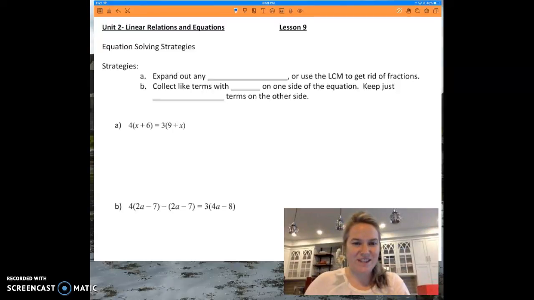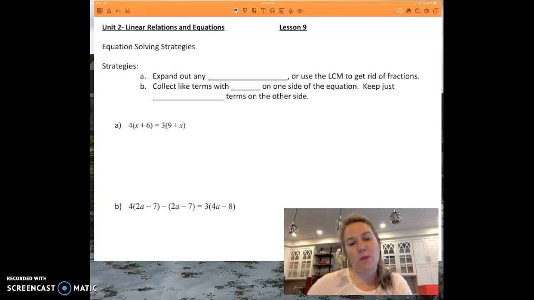So here we go with lesson 9. Now we're going to look at some real algebra, some equation solving strategies where we're going to be using all the tools that we've learned so far. So what we're doing is expanding out any of the brackets, remembering that we're going to use the distributive property. So we've already looked at the distributive property, and that's how we're going to properly get rid of the brackets.